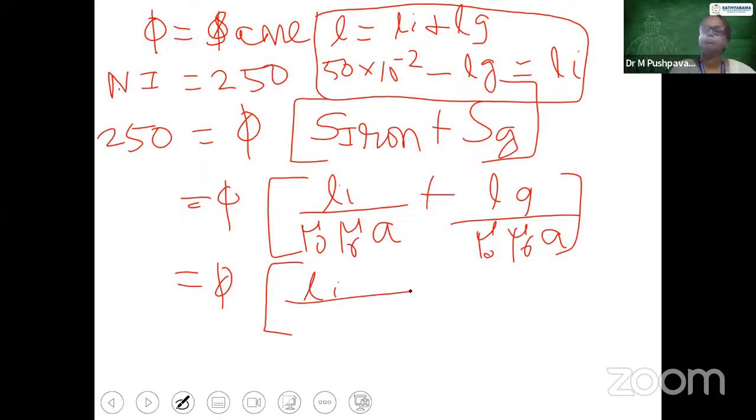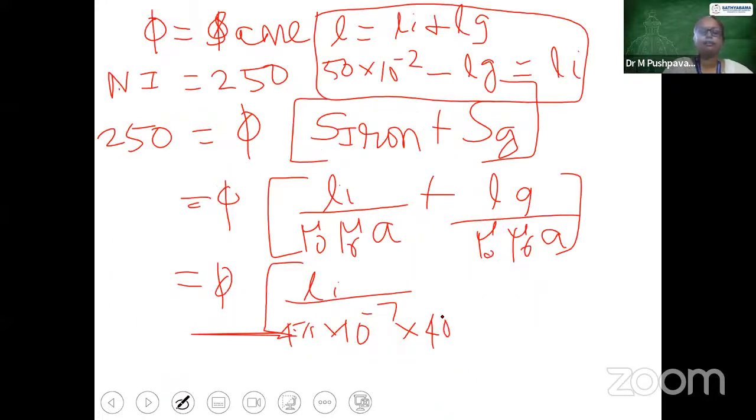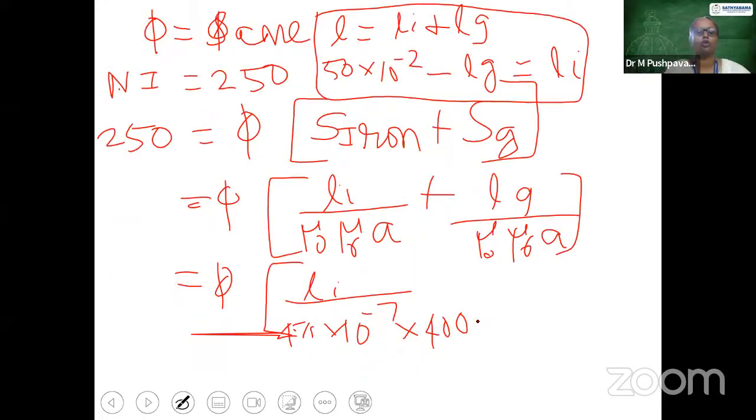What is the nu naught value? Do you remember the nu naught value? 4 pi into 10 power minus 7. Nu R value is 400. And area, they didn't mention the area, so we will take the area as unknown, A. We can take it outside, because the fringing effect is not considered here. Now both the areas will be same.